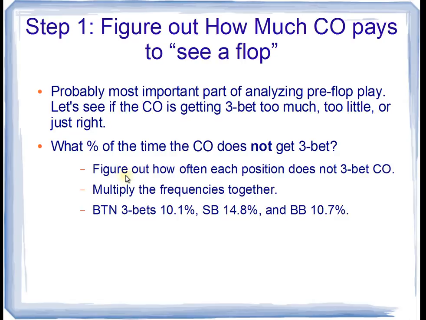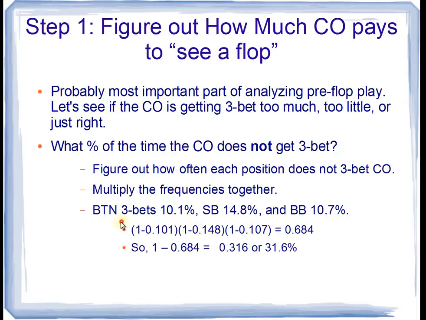So the button 3-bets 10.1%, the small blind 3-bets 14.8%, and the big blind 10.7%. So then we take the frequency of the time the button does not 3-bet, the frequency of the time the small blind does not 3-bet, and the frequency of the time the big blind does not 3-bet, and multiply them together, and we see that the cutoff does not get 3-bet 68.4% of the time. So then if the cutoff does not get 3-bet 68.4% of the time, the cutoff does get 3-bet 1 minus 0.684 or 31.6% of the time.